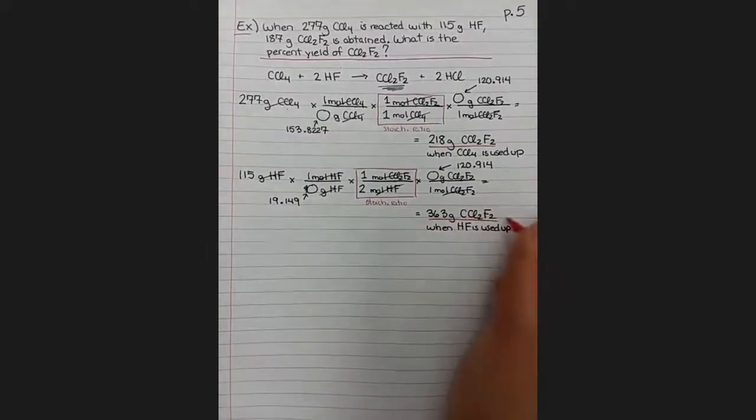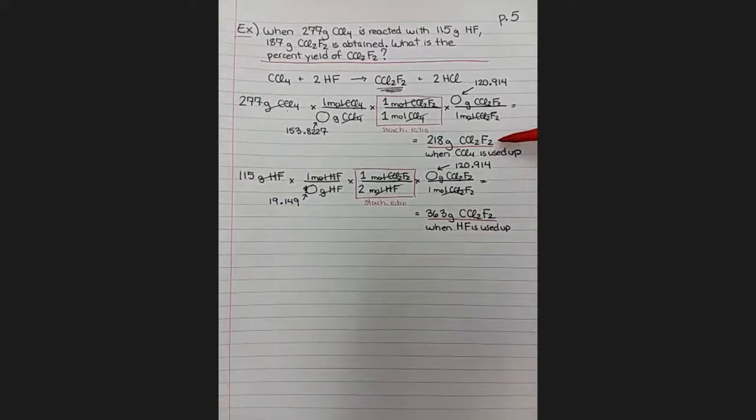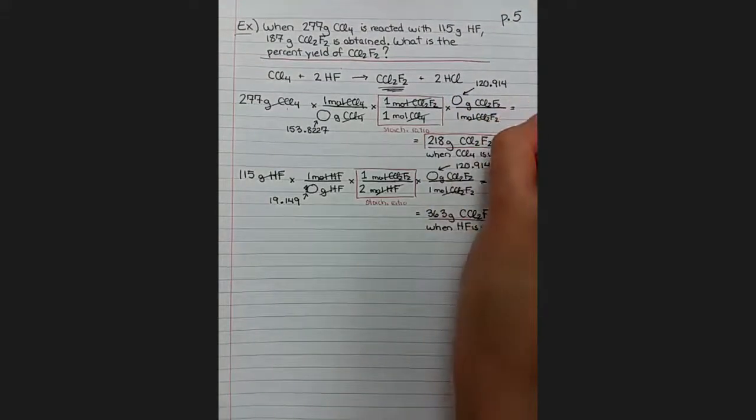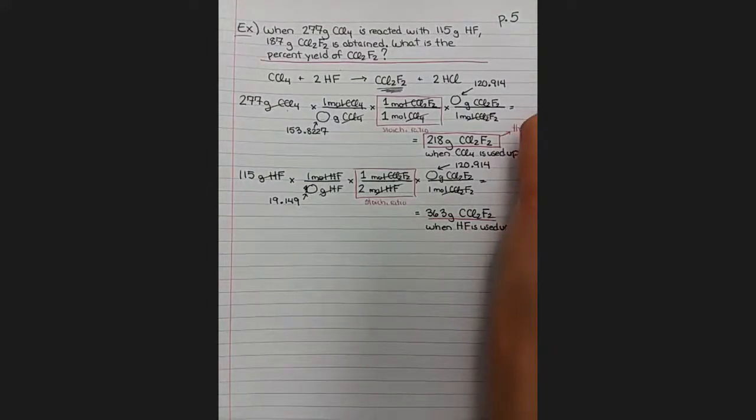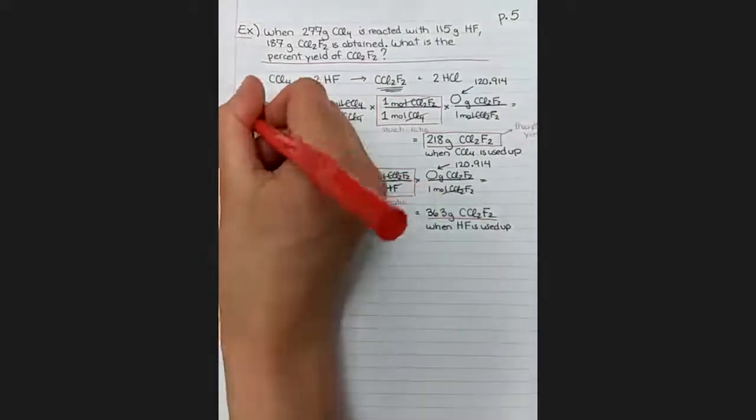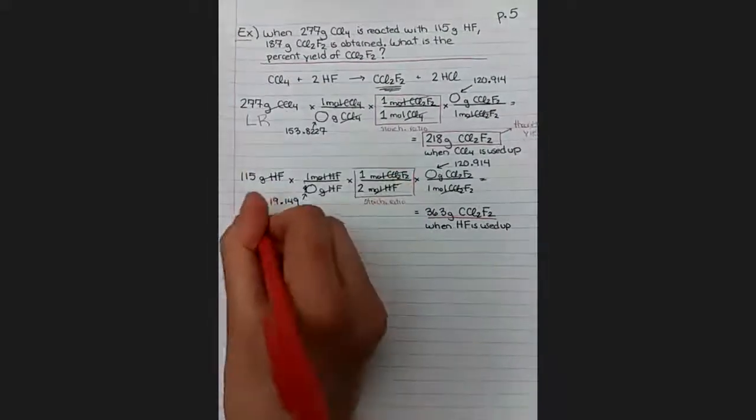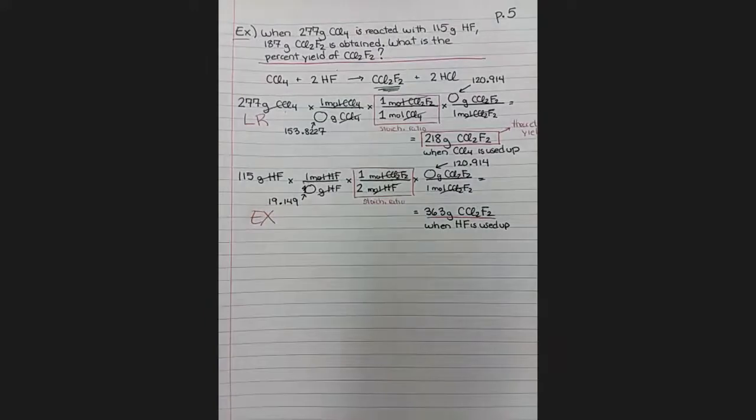Okay, so right now we have 2 theoretical yields. If we used up all of the first reactant, we could make 218 grams of product. And if we used up all of the second reactant, we could make 363 grams of product. So we're going to pick the smaller number as what really happens. So our 218 grams of product is going to be the correct theoretical yield. And that is because our carbon tetrachloride is going to be our limiting reactant, and our hydrogen fluoride is going to be excess.